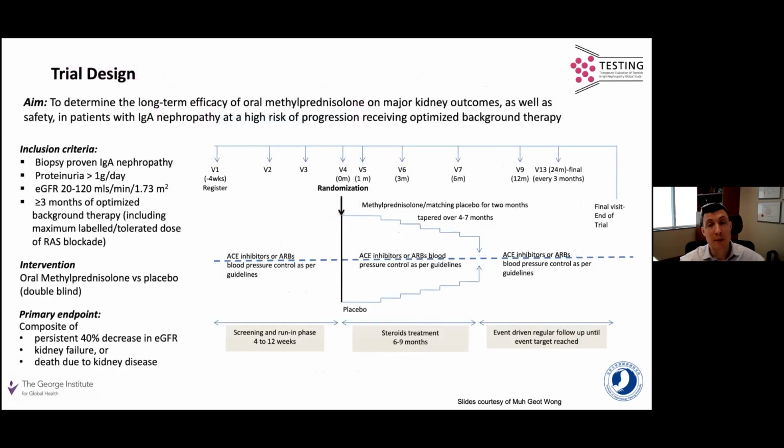And so this was a clinical trial. It was a multi-center, multinational clinical trial that took patients, people with IgA nephropathy who had proteinuria over 1 gram per day, and randomized them to receive either methylprednisolone for 6 to 9 months or placebo, and they were followed long-term for the risk of kidney function decline. And this was defined in this trial as a 40% decrease in kidney function.